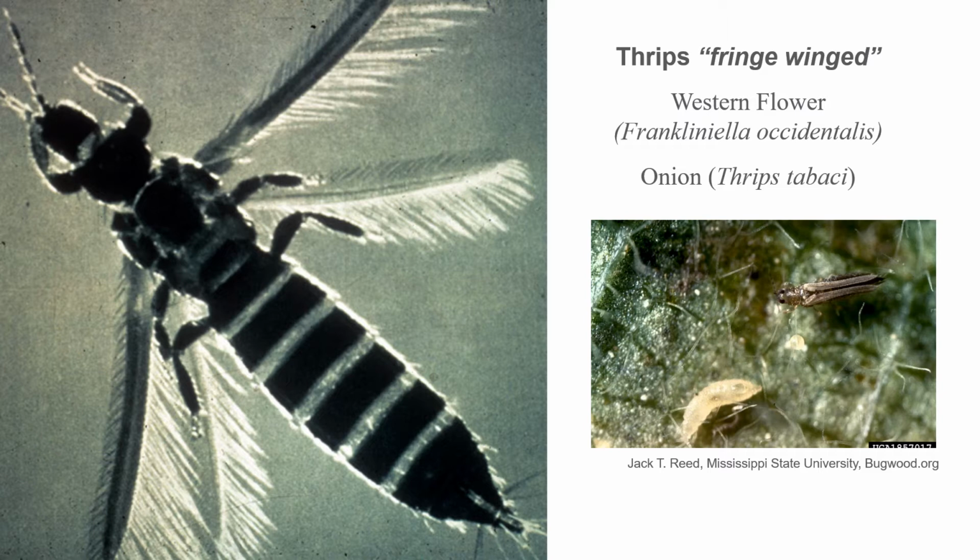You can see here in the picture on the left why this is called a fringe-winged insect. They're very tiny, but when they're adults and their wings are unfurled, you can see that it has these hair-like filaments coming off of the wings, sort of like a fringe. And it is rather attractive, but the damage that they do to our garden is not fun at all.